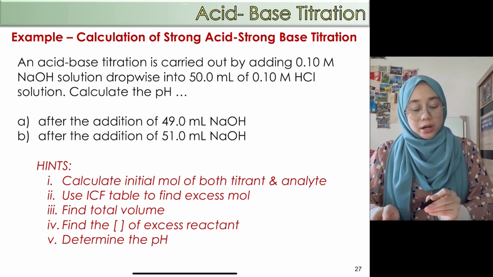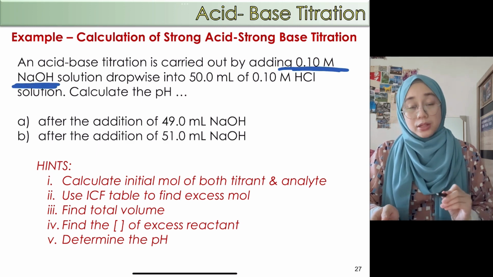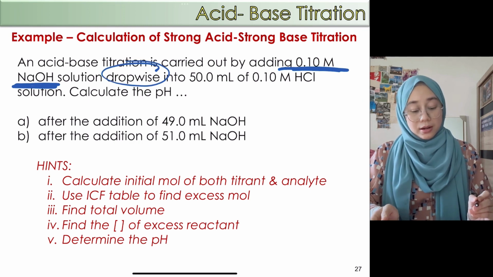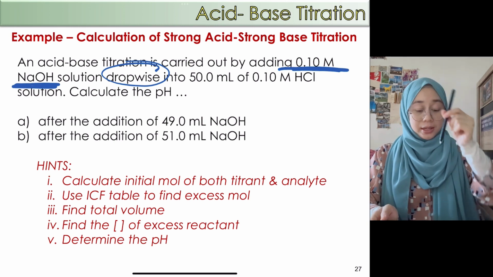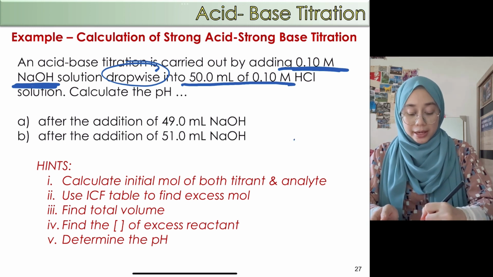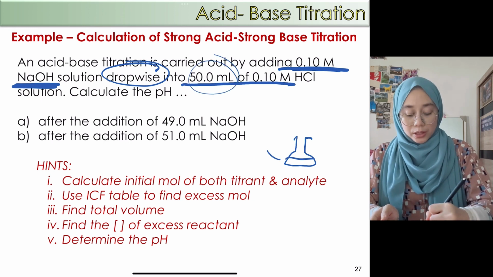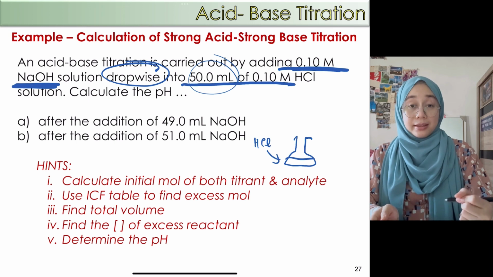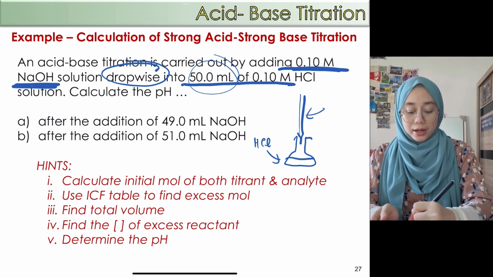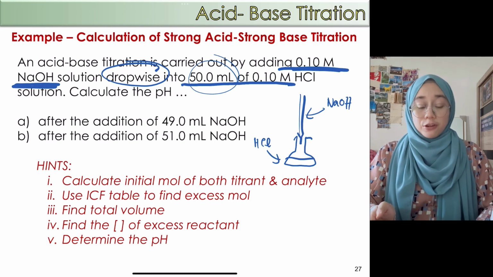Okay, so apa yang kita nak tengok kat sini adalah information given to you adalah 0.1 NaOH solution. Added dropwise, bermaksud NaOH berada dekat bahagian titrant. Kita dropkan dia into 50 ml of 0.1 molar HCl solution. Since kita punya HCl ni ada a specific volume, bermaksud dekat bahagian bawah ni adalah HCl. HCl akan jadi kita punya analyte. Meanwhile dekat bahagian burette kat atas ni pula, kita punya titrant adalah NaOH.